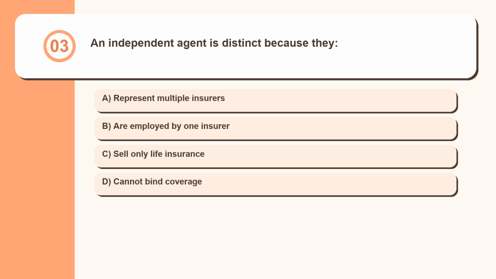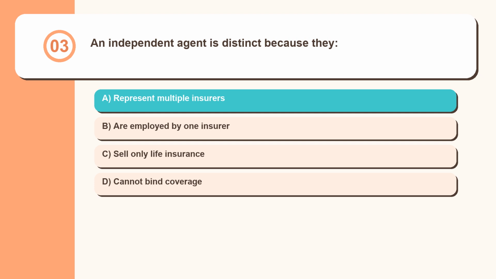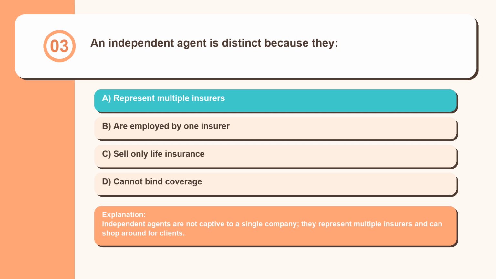Question 3. An independent agent is distinct because they represent multiple insurers, are employed by one insurer, sell only life insurance, cannot bind coverage. Independent agents are not captive to a single company; they represent multiple insurers and can shop around for clients.